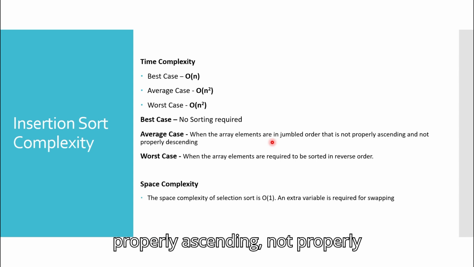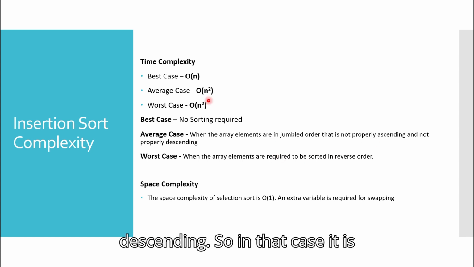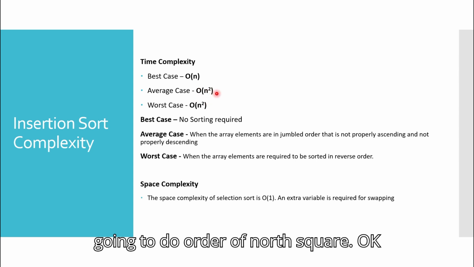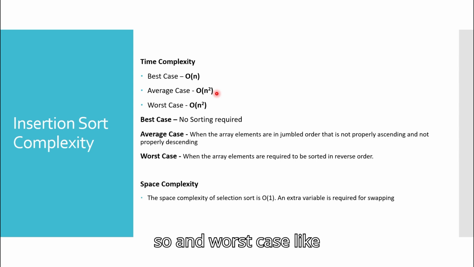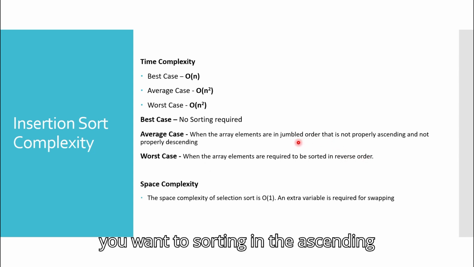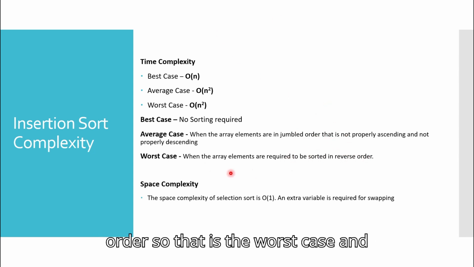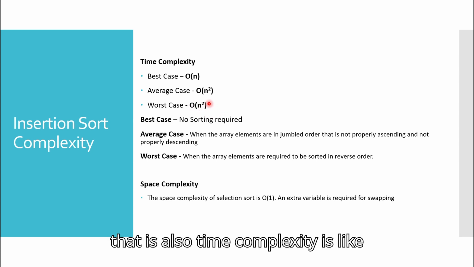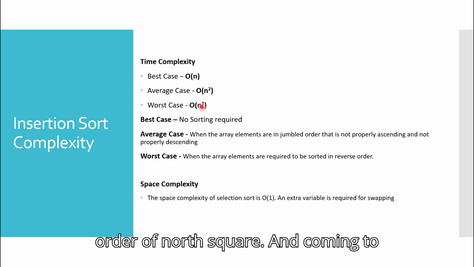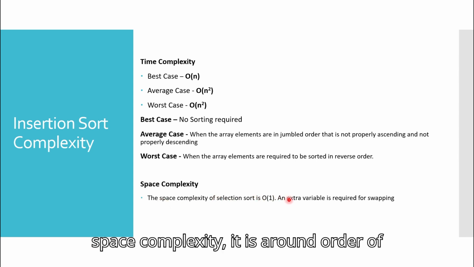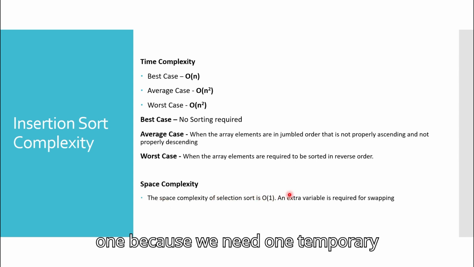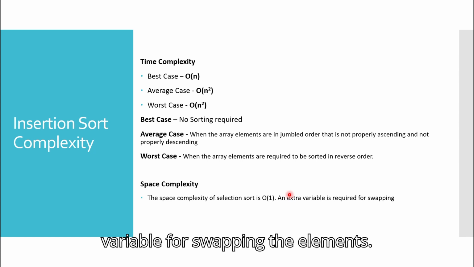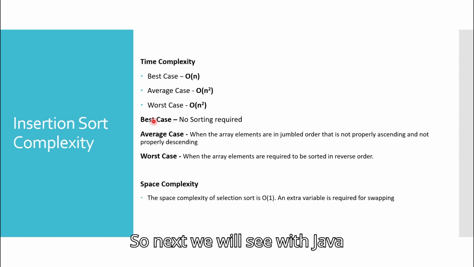And average case, where the array elements are in jumbled order, so that is not properly ascending, not properly descending. In that case, it is going to be order of n square. And the worst case is when the given array is in reverse order and you want to sort it in ascending order. That is also time complexity of order of n square. And coming to space complexity, it is order of 1 because we need one temporary variable for swapping the elements. So next we will see Java code to implement this insertion sort algorithm.